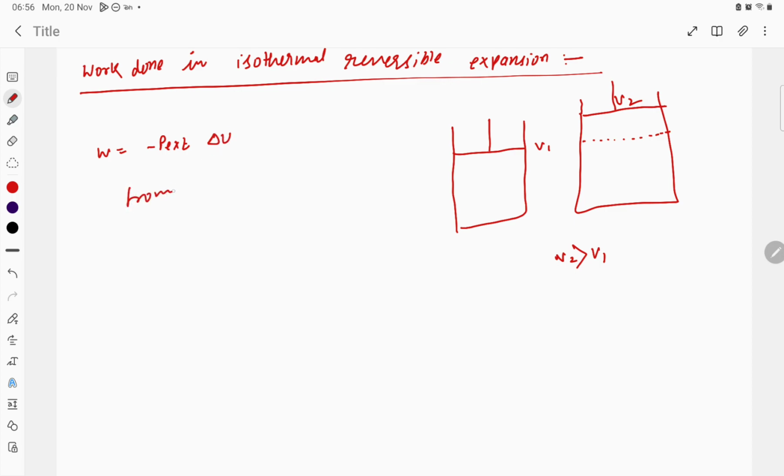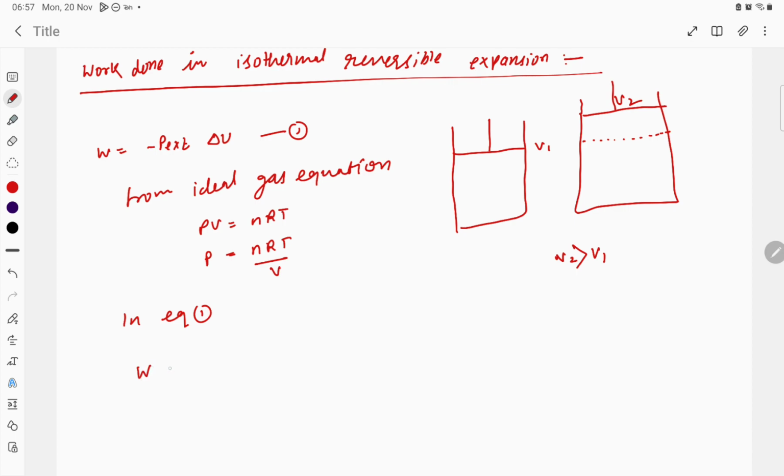From ideal gas equation student. You must be knowing the ideal gas equation: PV is equal to nRT. This is the ideal gas equation. So P is equal to nRT by V. Now this value we have to put in equation 1.